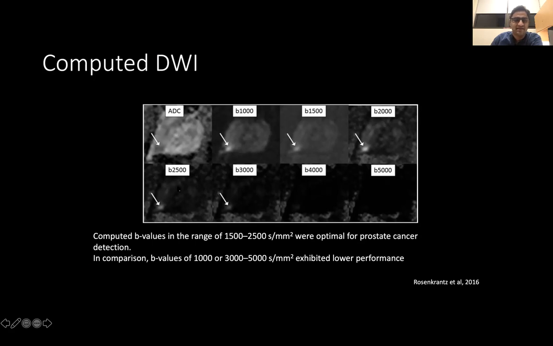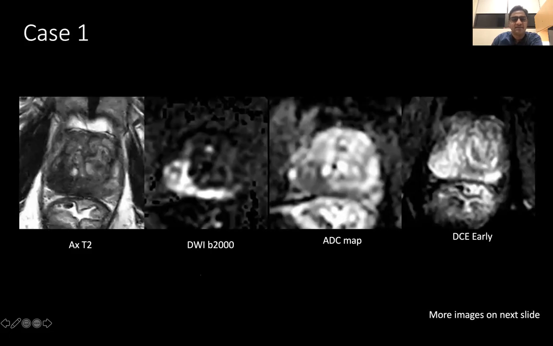It increases as we go up to 2500, but beyond that, because of the loss of signal, there is no signal here. And here, because of the background signal with lower b-values, the tumor to background conspicuity is much less. This is very important, and getting an optimal b-value or looking at the images and windowing them appropriately is kind of an art as well.